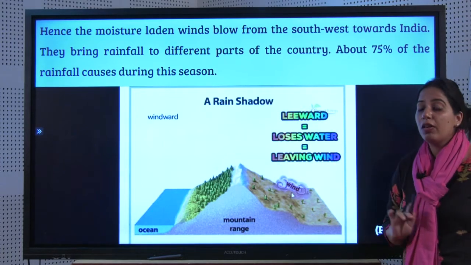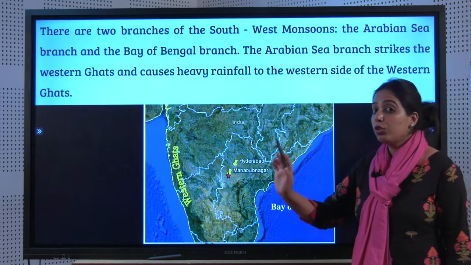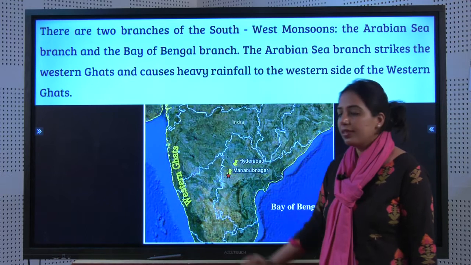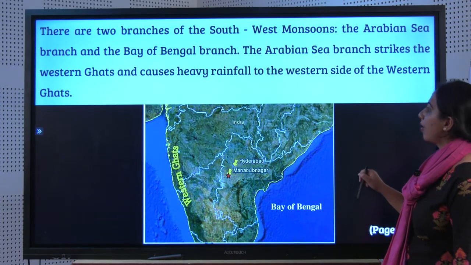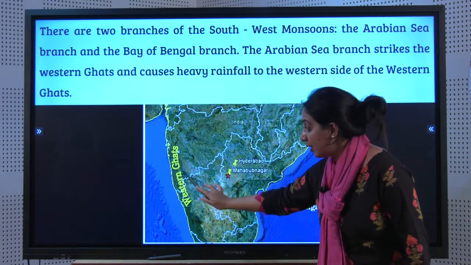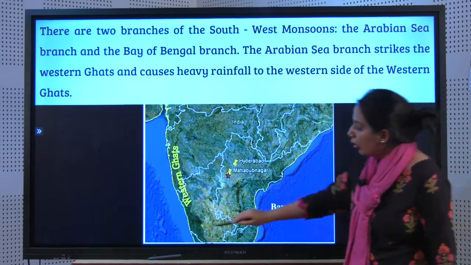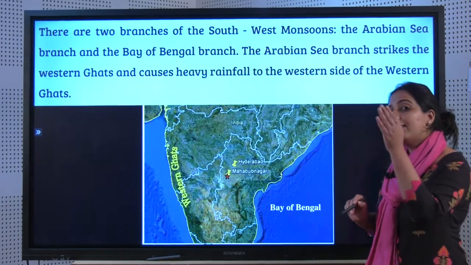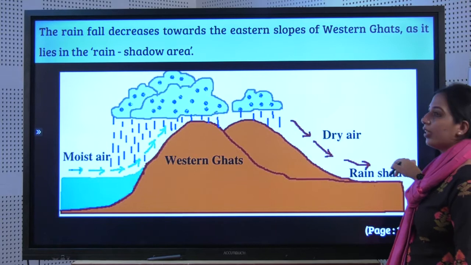75% of rainfall is received in this season. There are two branches of the southwest monsoon. One, the Arabian Sea branch, another, the Bay of Bengal branch. The Arabian Sea branch strikes the Western Ghats and causes heavy rainfall to the western side of the Western Ghats, whereas the eastern side of the Western Ghats is the rain shadow region.